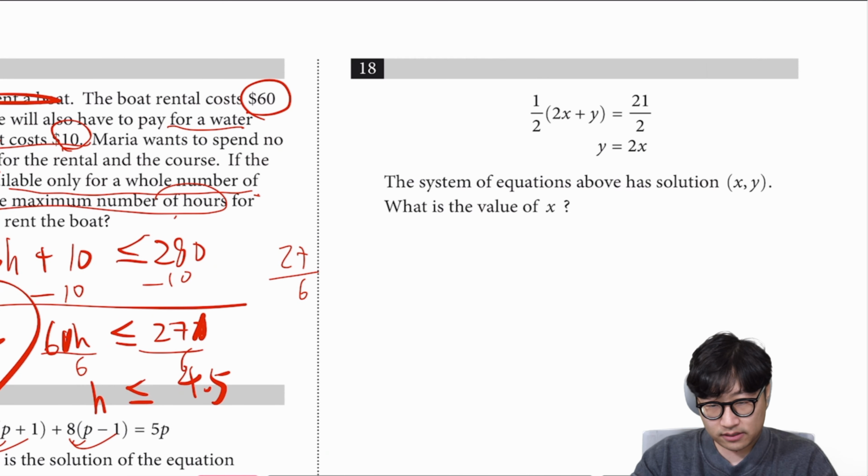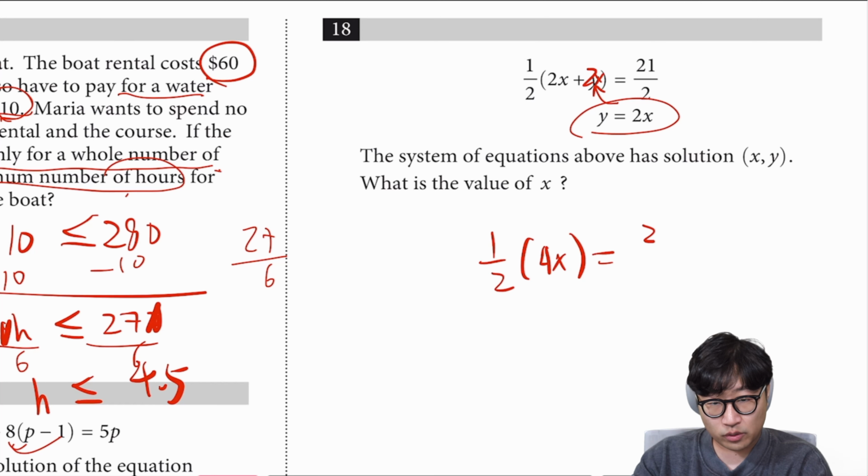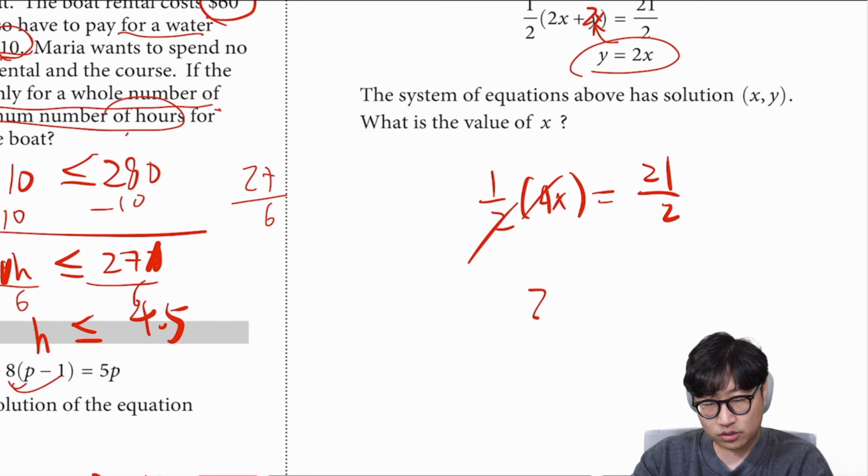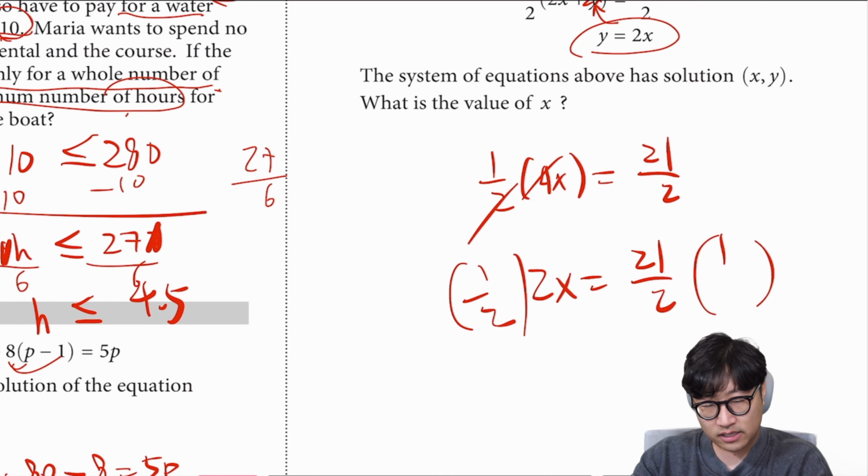Number 18, systems of equations. What is the value of x? So I want the x. So what I'll do is y is equal to 2x. I'll just put that right there in the place of y. So 2x right there. So that'll be 1/2. 4x is equal to 21 over 2. So cancel that. 2x is equal to 21 over 2. Go ahead and multiply by 1/2 to cancel that 2.